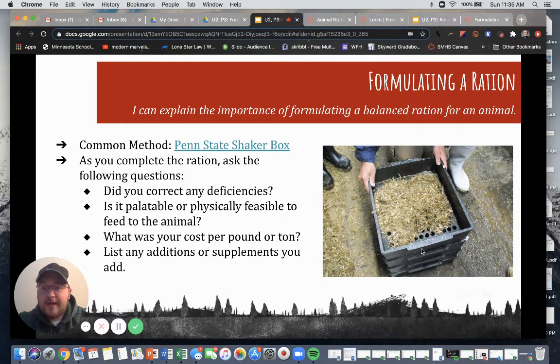So as you complete a ration, you need to ask yourself the following questions. Did we correct any deficiencies? Is it palatable or physically feasible to feed the animal? So is it something that it's going to actually eat? What was your cost per pound or per ton? And list any additions or supplements that you added. So those are things that you want to consider as you make your ration for your livestock or your animals at home.